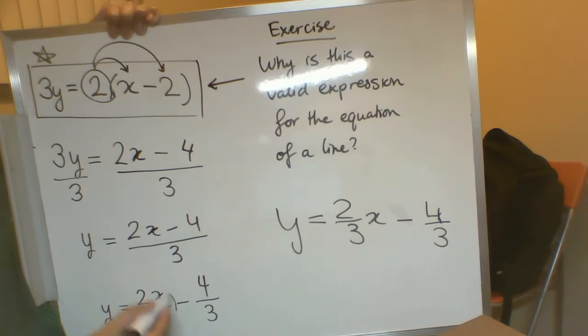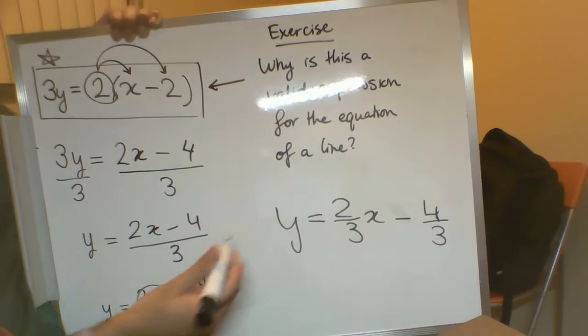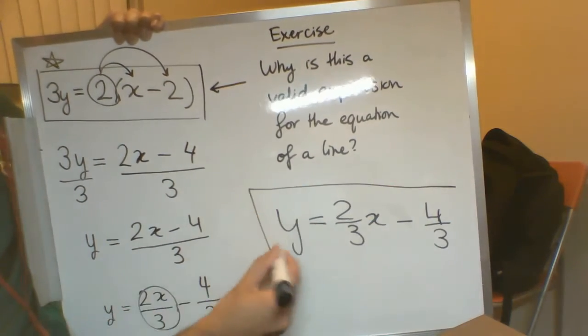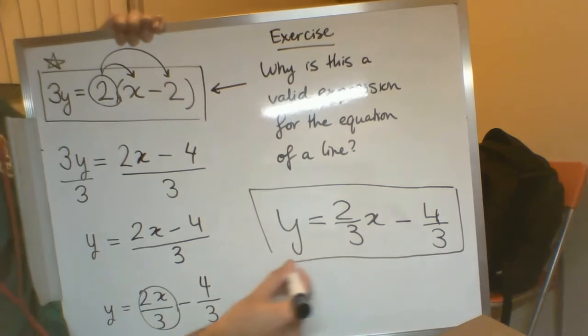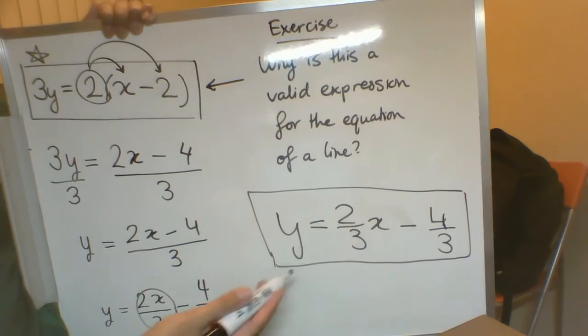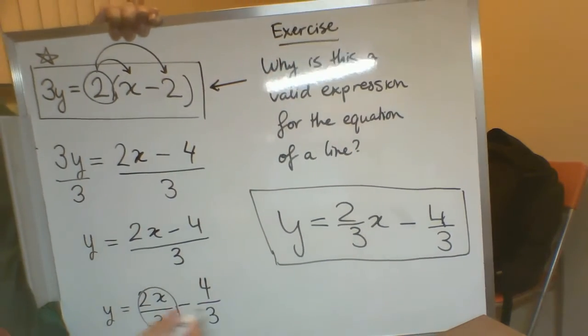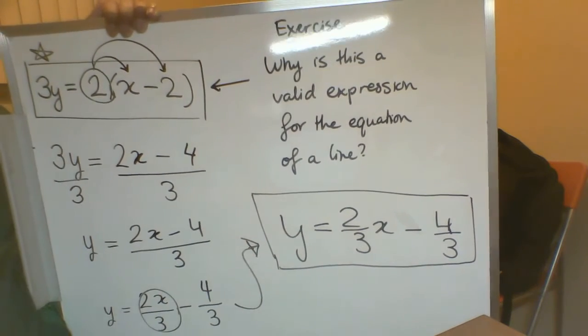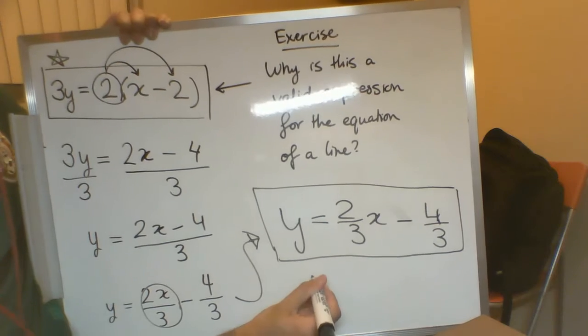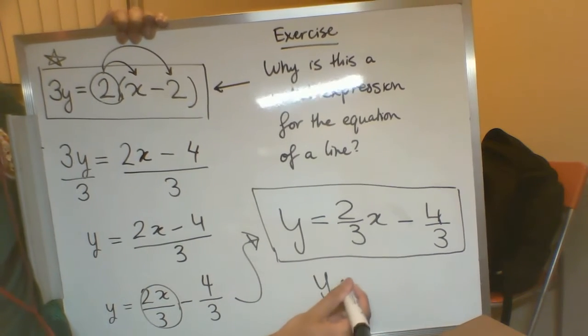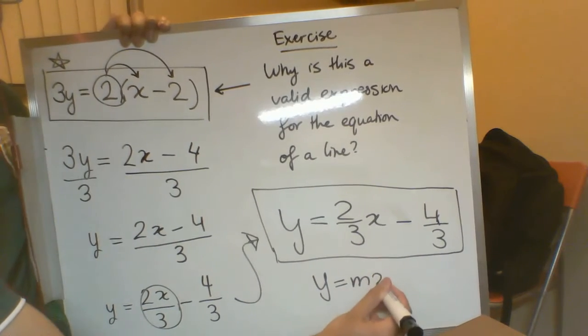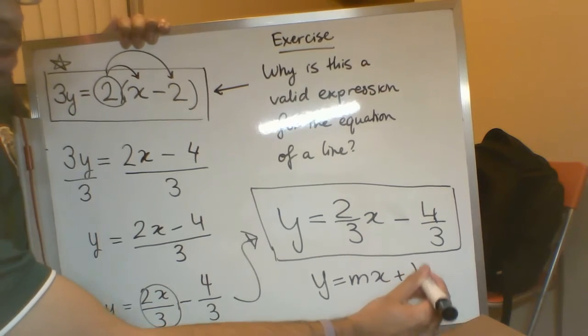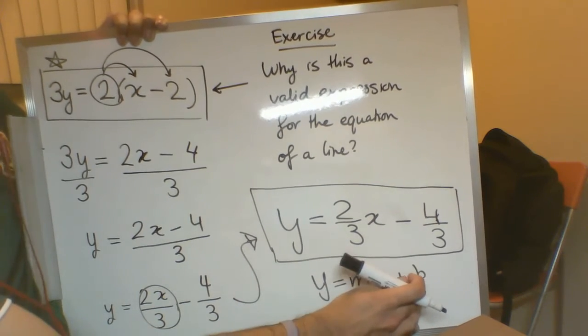If we rewrite this 2x over 3 slightly differently, we can take the 2/3 bit and pull that away from the x, and then it looks like what we've got over here. So this equation ends up ultimately looking like that equation right there. And we know how to graph that, because if we look at the equation of a line, we know y is equal to mx plus b. We know what to do if we've got m. We know what to do if we've got b.